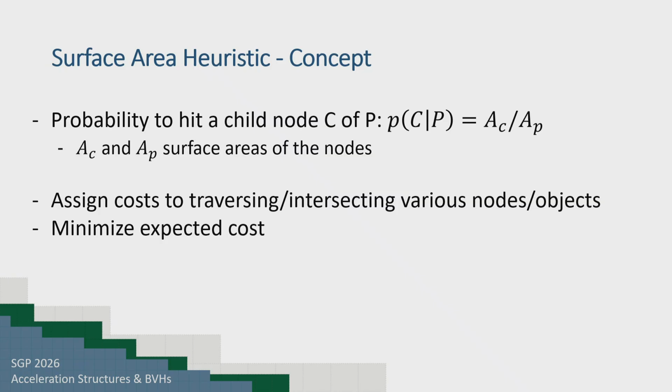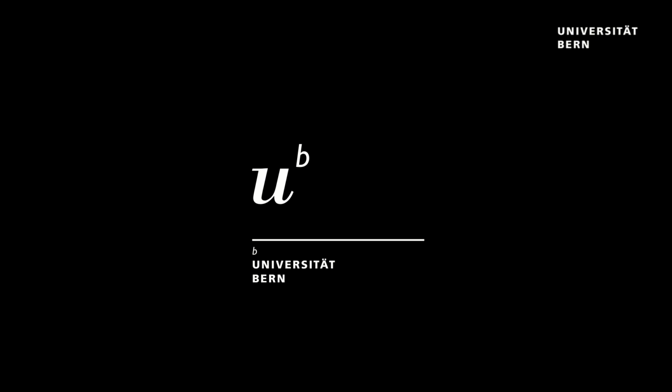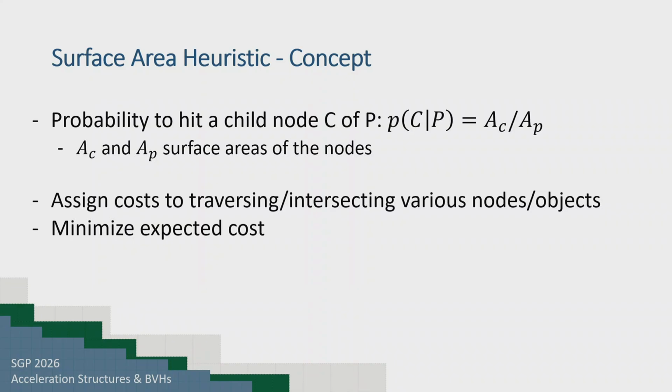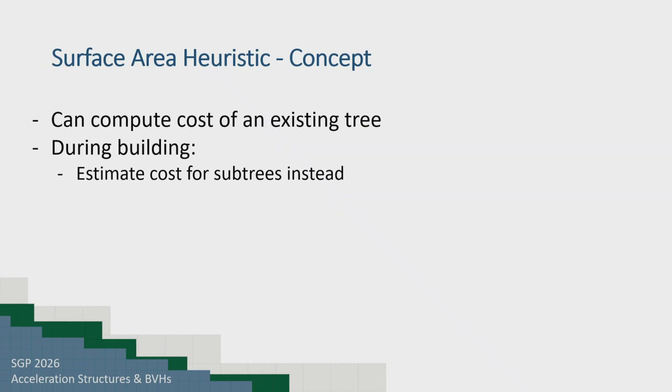So you use this probability to model the cost of traversing this BVH. You assign some sort of cost for going down a certain node or intersecting certain objects. And then you try to minimize this total cost. Now, this is still a little bit impractical. If you have your tree, you could evaluate this metric quite easily.